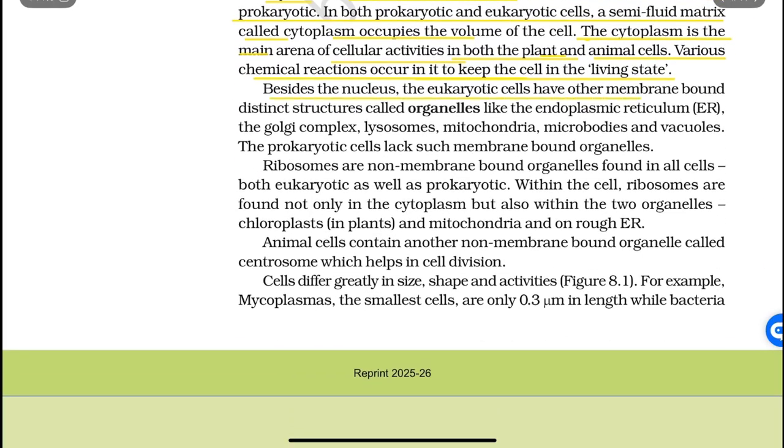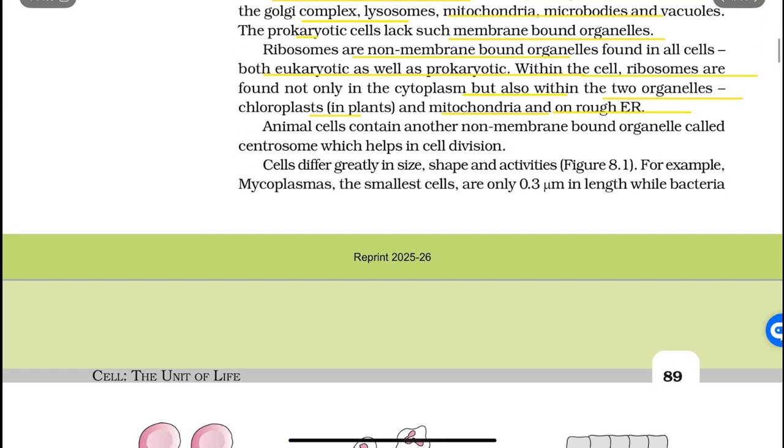Besides the nucleus, the eukaryotic cells have other membrane-bound distinct structures called organelles, like the endoplasmic reticulum, Golgi complex, lysosomes, mitochondria, microbodies, and vacuoles. The prokaryotic cell lacks such membrane-bound organelles. Ribosomes are non-membrane-bound organelles found in all cells, both eukaryotic as well as prokaryotic. Within the cell, ribosomes are found not only in the cytoplasm but also within two organelles, chloroplasts and mitochondria, and on rough ER. Because ribosomes are found on it, it is called rough ER. Animal cells contain another non-membrane-bound organelle called the centrosome, which helps in cell division.